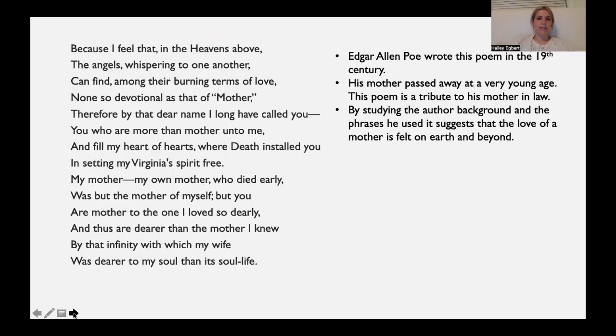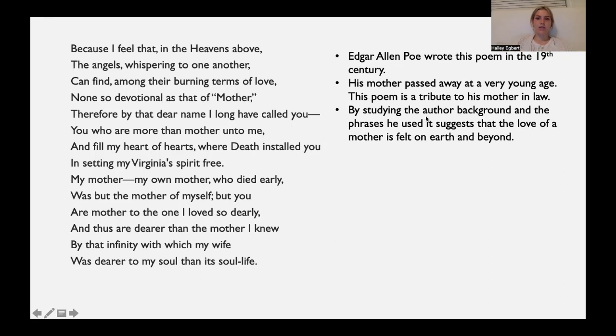And then the next thing that I chose to look at was a poem that I read earlier. And this was by Edgar Allan Poe, and he wrote this poem in the 19th century. And this poem was devoted to his mother-in-law. So he lost his own mother at a very young age. And so this poem is talking about the mother that he lost, but then also the mother-in-law, which is the mother of his wife that he loves.